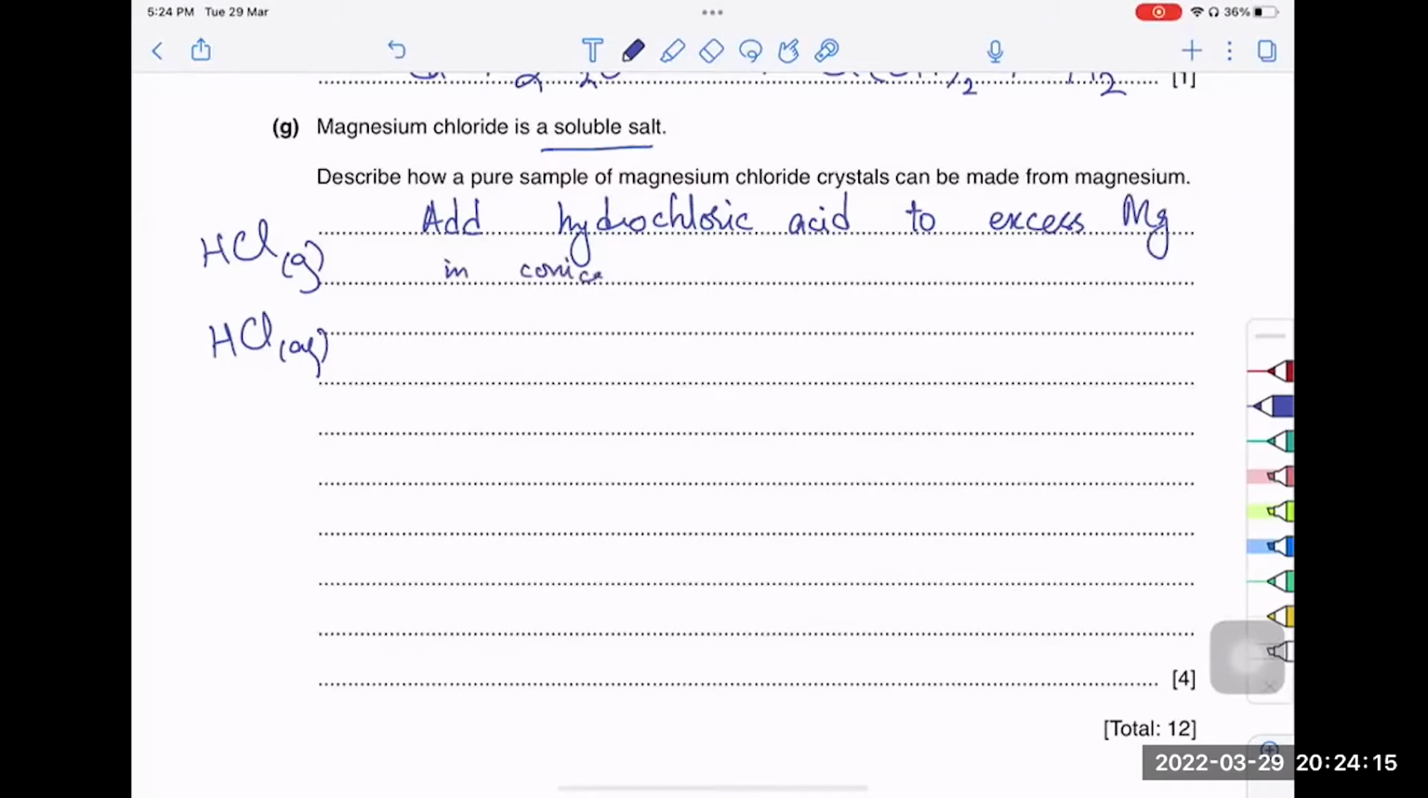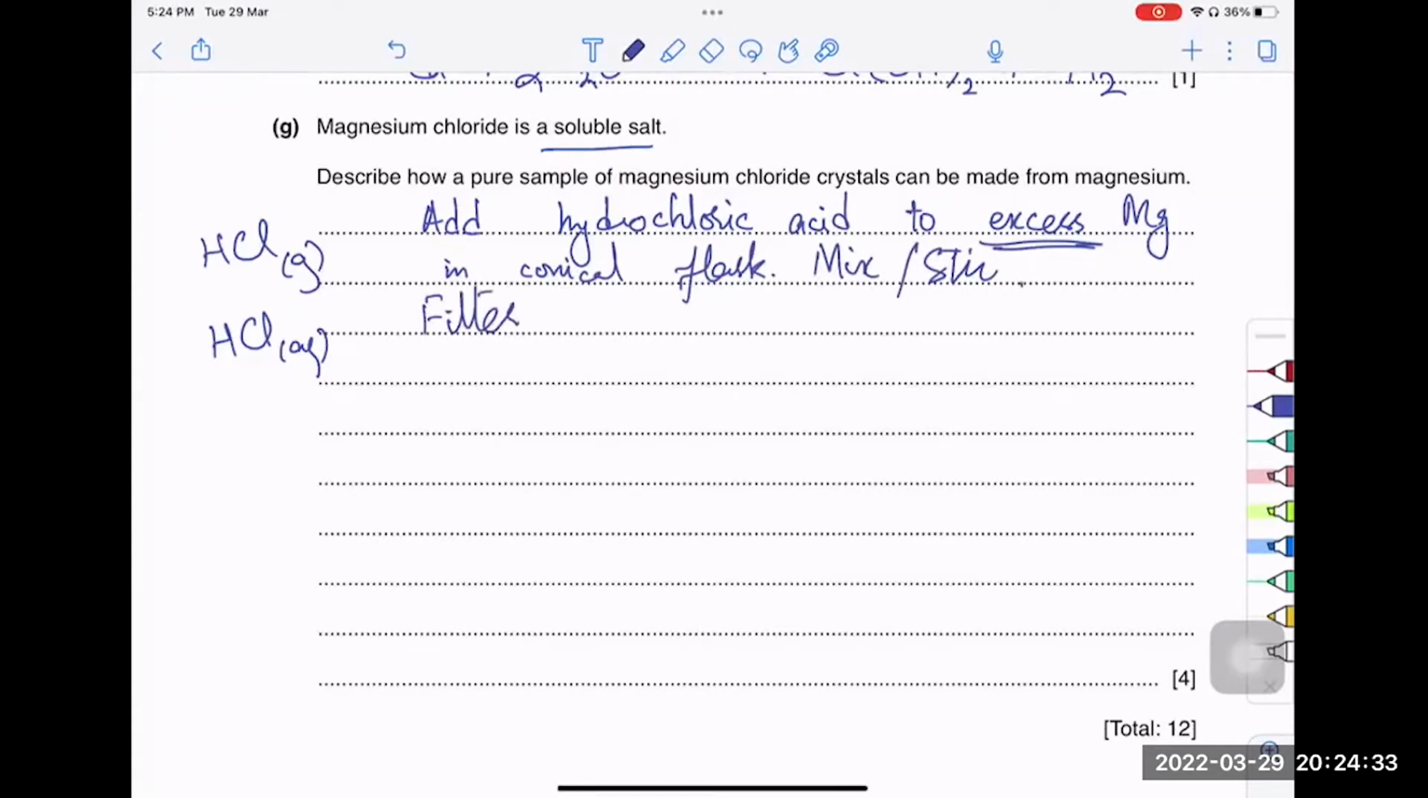Although उसने पूछा नहीं है हमसे. So the word excess is super important, okay? All right. Then obviously they'll react, mix them. ठीक है, mix कर लिया. Or mix या stir. हो गया जी. Then filter.